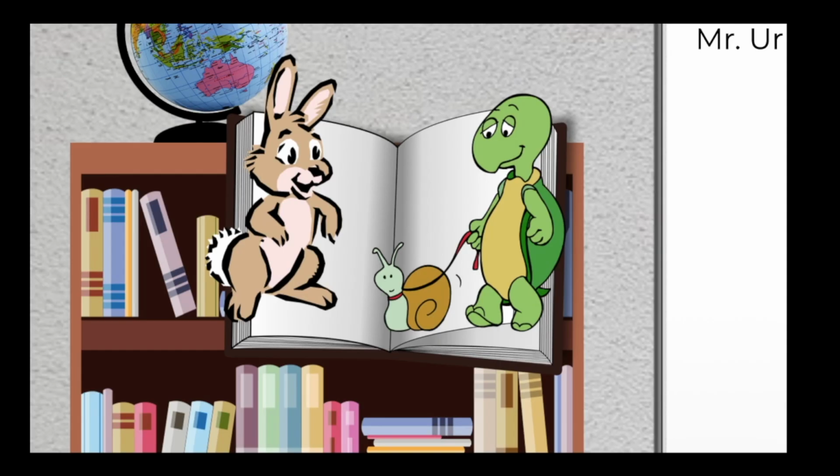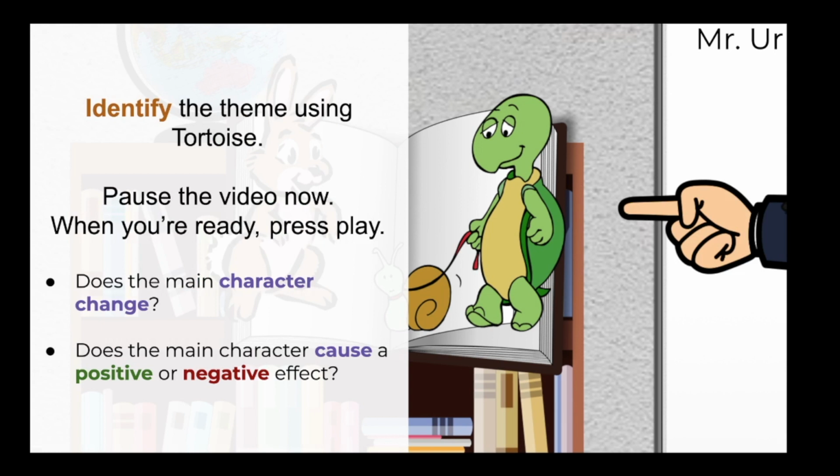There are two main characters in this story. So this time, I want you to try and identify the theme using Tortoise. Remember that we need to ask ourselves these two questions. Does the main character change? Does the main character cause a positive or negative effect? And then think. If there's a positive effect, then we should be or act like the character. If there's a negative effect, then we shouldn't be or act like that character. Pause the video now, and when you're ready, press play.